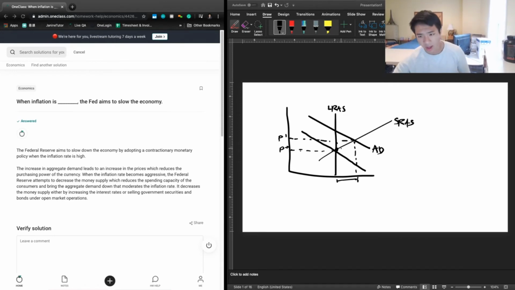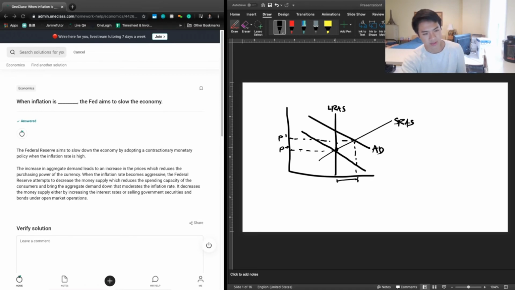And so the Federal Reserve is going to want to slow down the economy when we have an expansionary gap, and that is defined by high inflation due to larger than long-run possible aggregate demand. And so the Federal Reserve is going to aim to slow down the economy in that scenario when inflation is high.